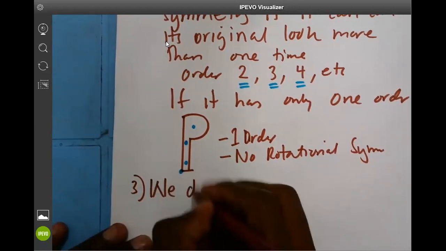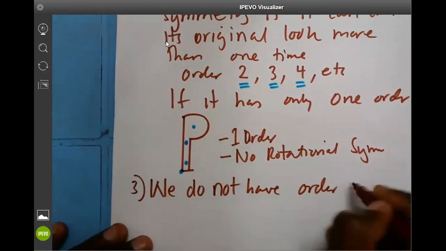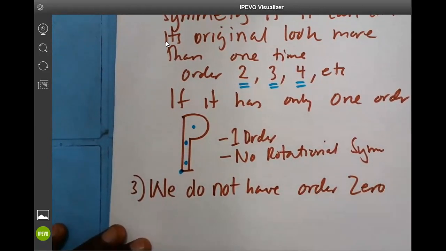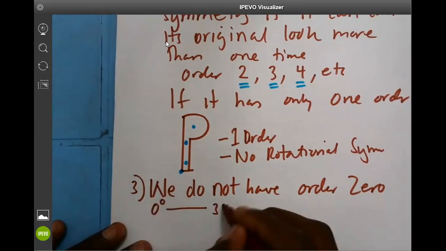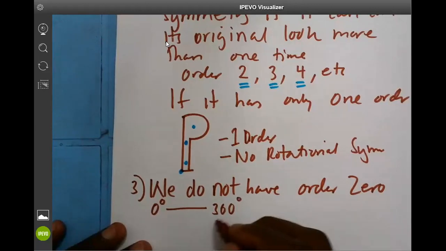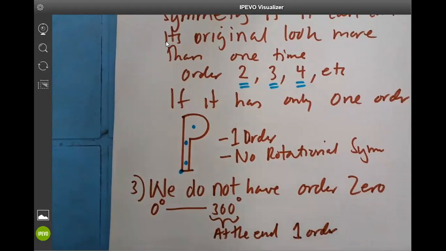Point number three. We do not have order zero. Yes, we don't have order zero, because when we begin rotating from 0 to 360, at least at the end, we call it one order. Because at the end, you are gaining the original look. So this is what we call rotation symmetry under 2D shapes.